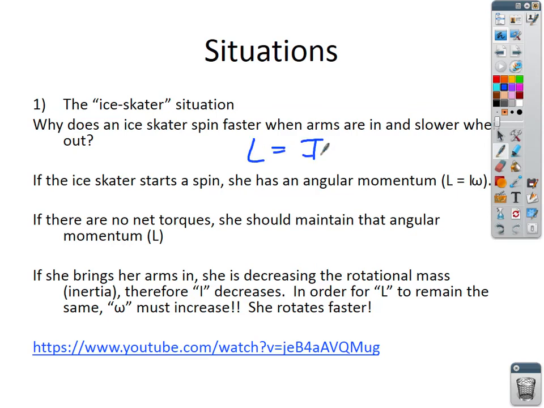All we're saying is this: if I decrease I, I must increase omega to keep the angular momentum the same. And then when they put their arms back out, they increase their inertia, decrease their angular velocity, and angular momentum again still stays the same. The issue with any spin in a real life situation is that as they're spinning, there's an outside frictional torque acting on it, so they do slow down overall, but we should still see the increase or decrease in rotational speed.